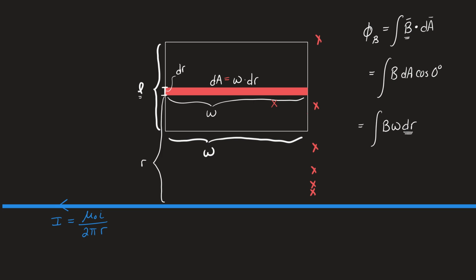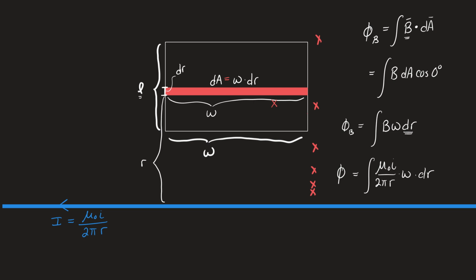Now, my goal is to be able to sum up all the contributions, but I need to put in here the fact that the magnetic field is different for one r versus a different r. That's the whole point here. So I'm going to substitute in an expression for the magnetic field, mu naught I over 2 pi r, times w times dr.